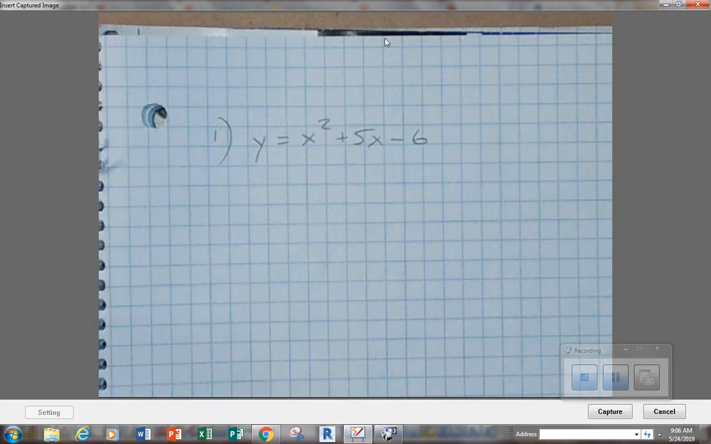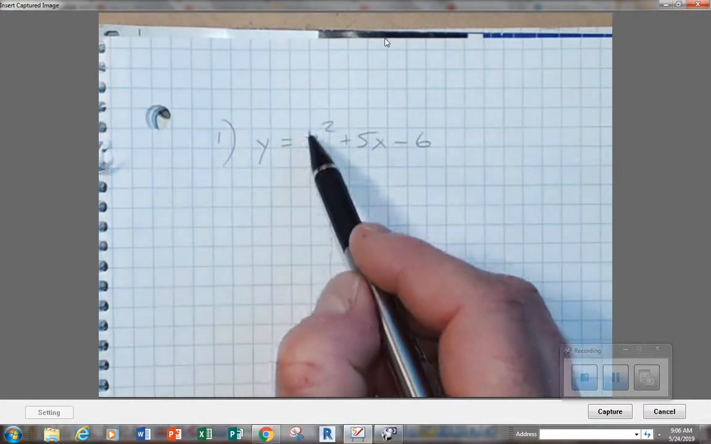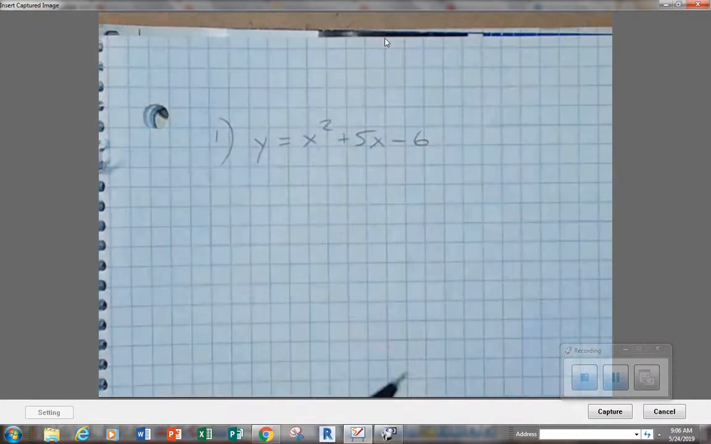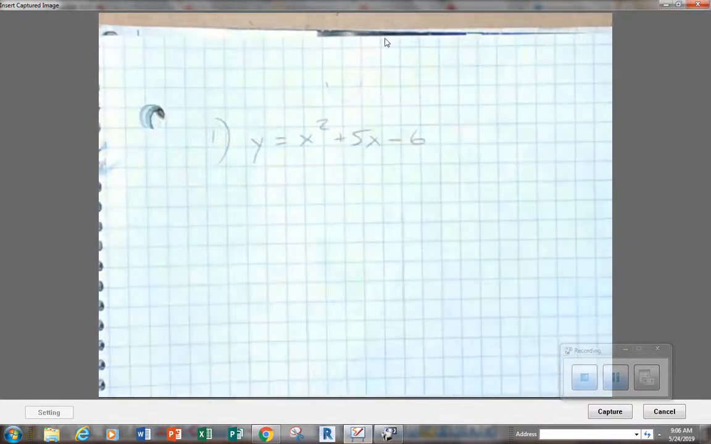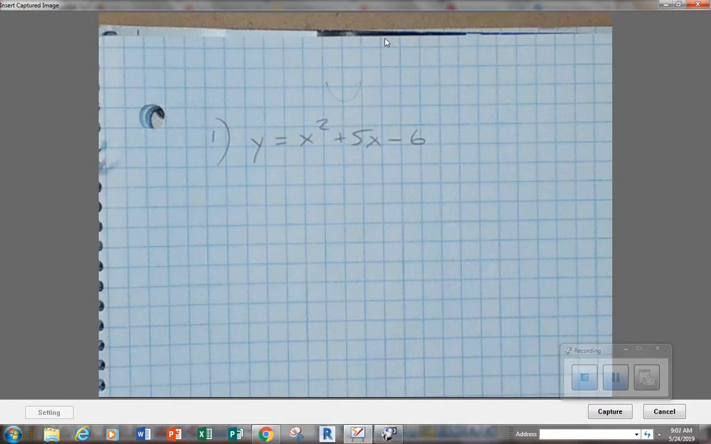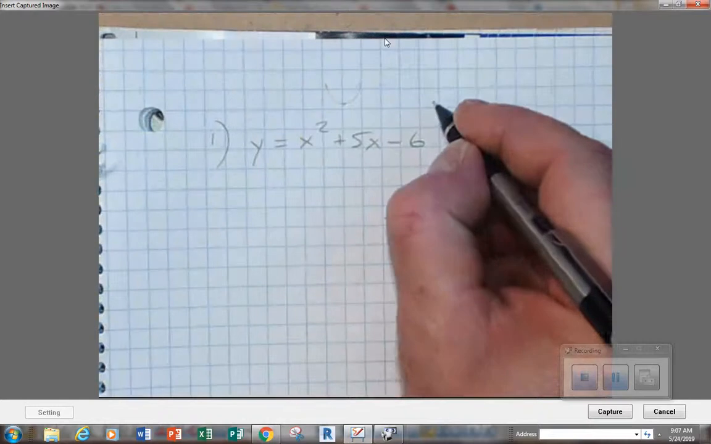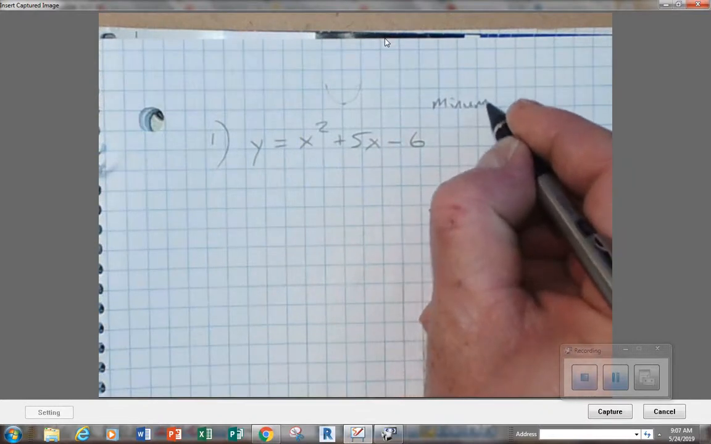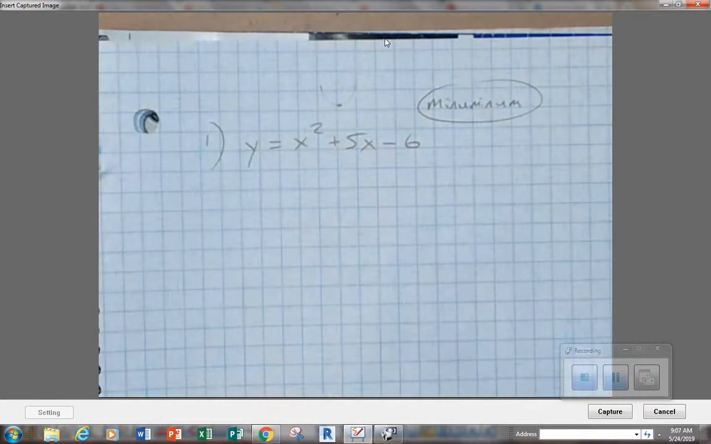All right, first one says determine whether it has a maximum or a minimum value. Here's problem number one. Because right here this is positive, that means a is positive, it's going to open up. That means the point that we get for the vertex is going to be the minimum. So we know right away, as soon as we see this is positive, there's going to be a minimum because it's going to open up, and the vertex that we find is going to be the very, very bottom.